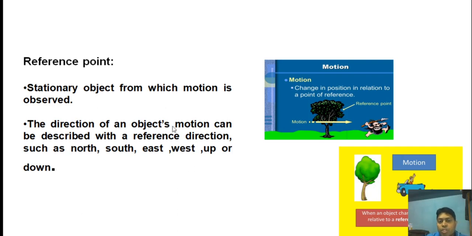The direction of an object's motion can be described with a reference direction such as north, south, east, west, up or down. From here also you can understand the motion. Motion we can observe from the stationary object. So from a stationary object, the motion can be observed. So this point is known as the reference point. So this is the stationary object. Stationary object is known as reference point.